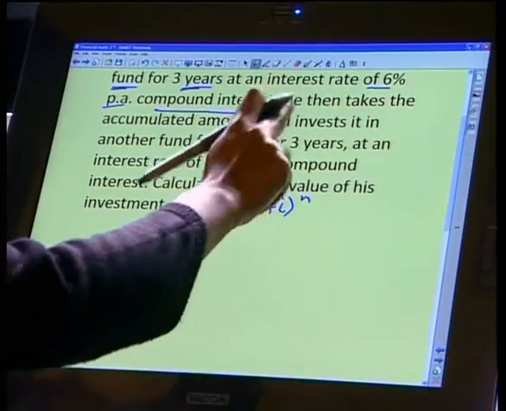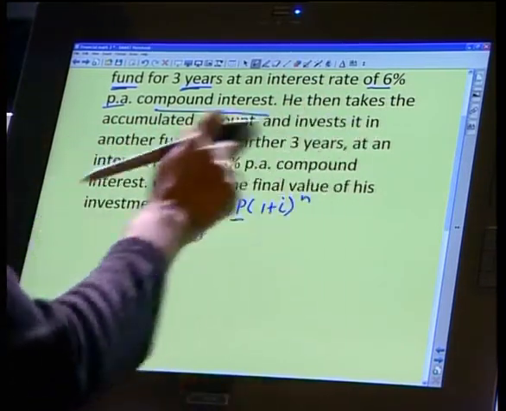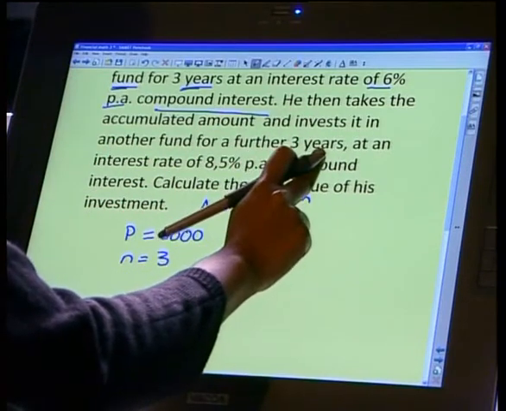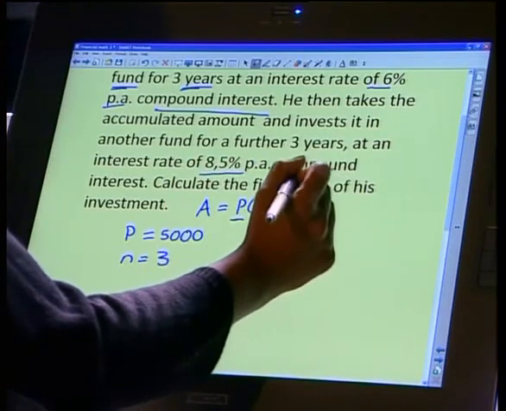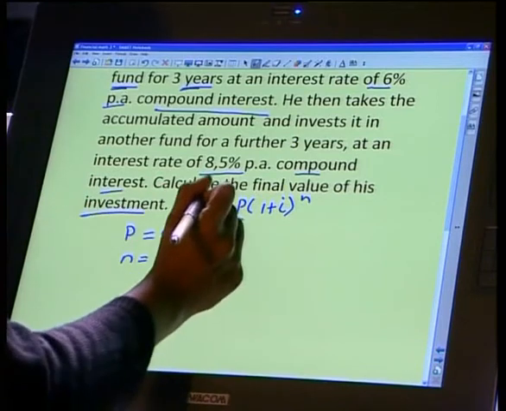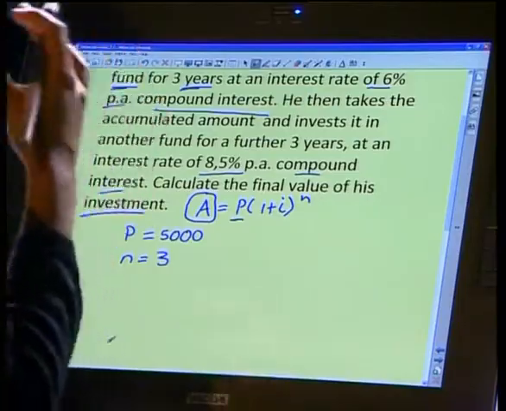compound interest. He then takes the accumulated amount and invests that into another fund for a further 3 years, and this time the interest rate is 8.5% per annum compound interest. They want us to find the final value, which is the value of A, of this entire investment. So guys, there's basically two things happening here. In the first 3 years, he invests 5,000 Rand, and in this case the interest rate is 6% per annum.